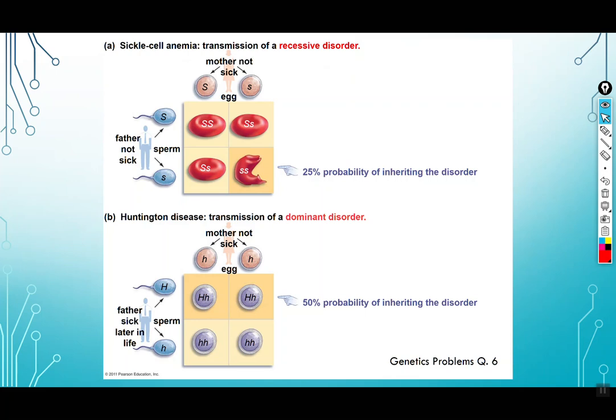And that's a big chance, you know, that's 1 in 2 children. So this is something that couples really need to consider if they have a history of Huntington disease in their family.